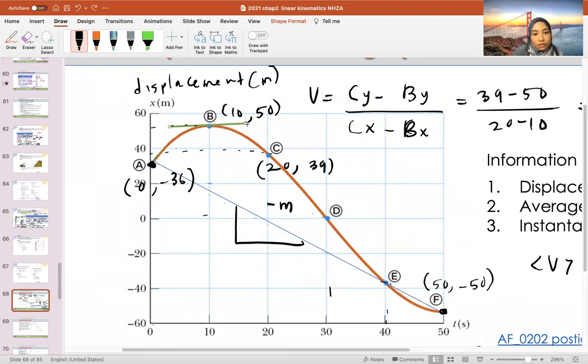So does anyone want to guess what is the instantaneous velocity at point B? 0. Yeah, betul. This is the gradient. How do we find the gradient? It's non-existent. M equals to 0. The gradient of a displacement graph gives you velocity, and if the gradient at this point is 0, then the velocity is also 0. So V at point B is equal to 0 because the gradient is 0.